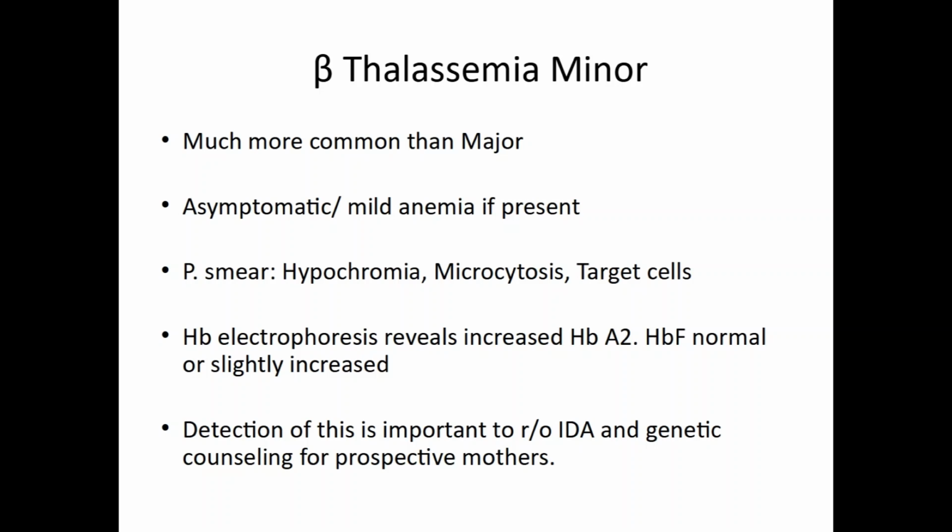Hemoglobin electrophoresis, if you do, apart from a decrease in hemoglobin A, you'll be able to observe an increase in HbA2. HbF, that is fetal hemoglobin, could either be normal or slightly increased. In cases of beta thalassemia major, HbF levels will be greatly increased. It's very important to identify beta thalassemia minor because it is an important differential diagnosis for iron deficiency anemia, and the treatment for this is not iron supplementation.